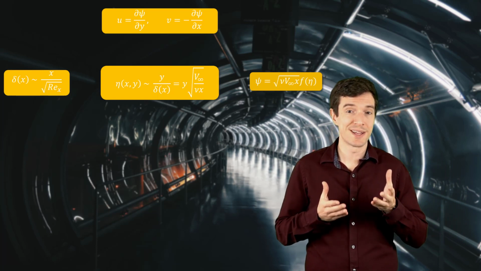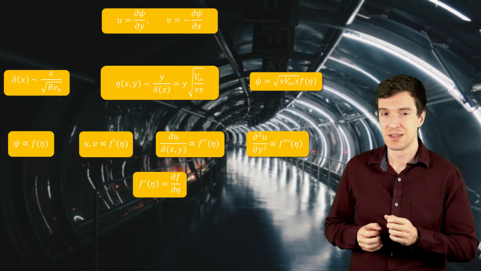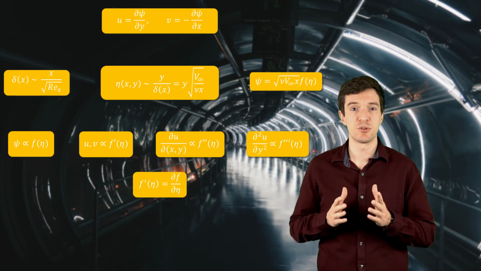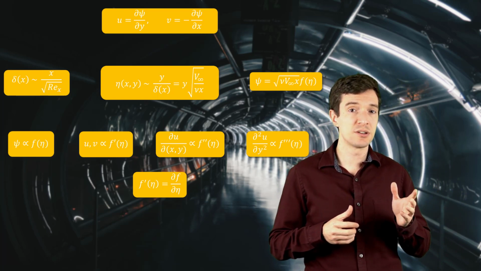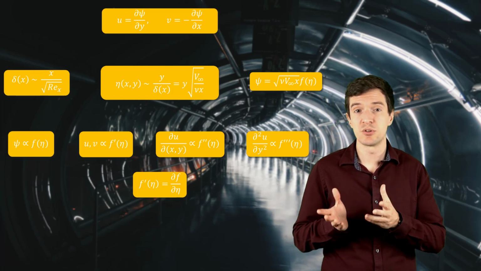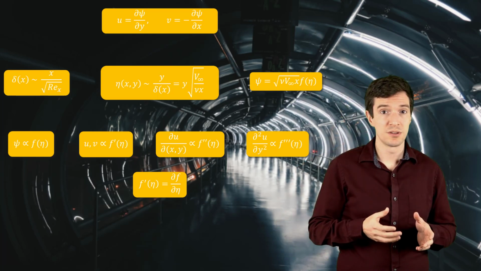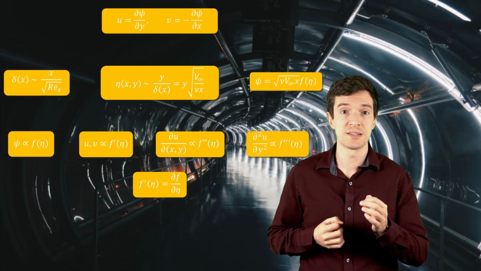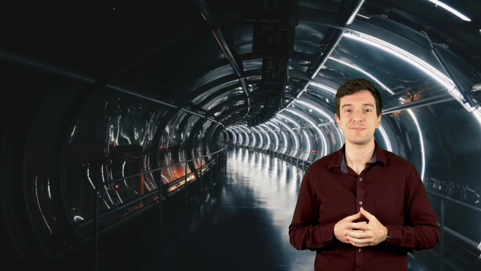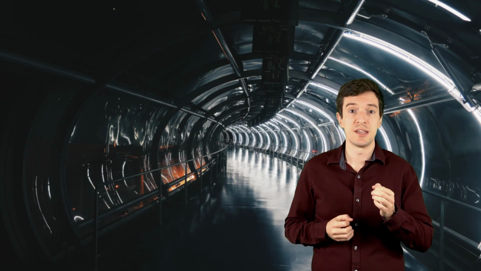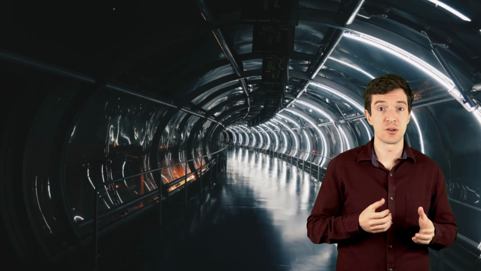With this in mind, we can see that the stream function is proportional to the function f. The velocity components are proportional to the first derivative of f, and the second and third derivatives of f are proportional to the first and second derivatives of the velocity. Note that the prime superscript represents the derivative of f with respect to eta. Substituting these relations into the momentum equation, we get the final form of the Blasius boundary layer equation for a flat plate.